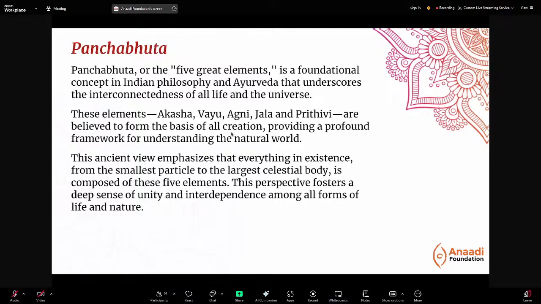The Panchabhuta, or the five great elements, is a foundational concept. Swapna ji, you have a question. You raise your hand.